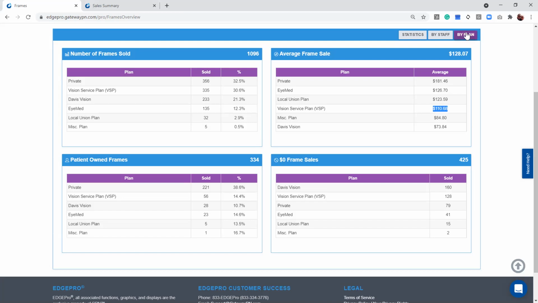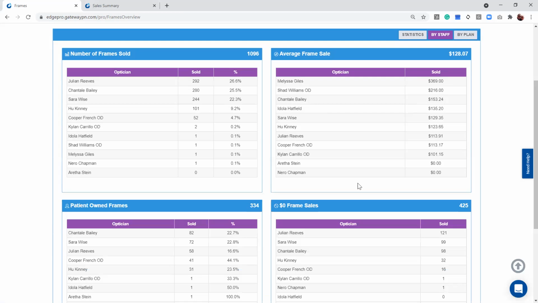So the buy plan button here helps you uncover those opportunities. It's a way how you can make small changes to help increase that overall revenue and the overall frame sale. Now, we do have a buy staff button on here also, and the buy staff button just helps us uncover, do any of our staff members need some training?